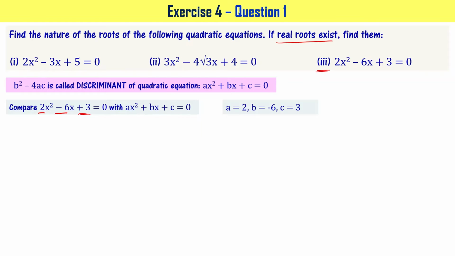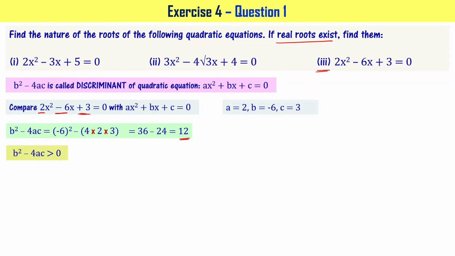Now let's substitute these into b square minus 4ac so that we can get its value. When you simplify this, what you get is b square minus 4ac equal to 12. If b square minus 4ac is 12, it means b square minus 4ac is greater than 0, right? Because 12 is a positive number, it is greater than 0. So the equation is going to have two distinct or two different real numbers as the roots. Let's find them now.